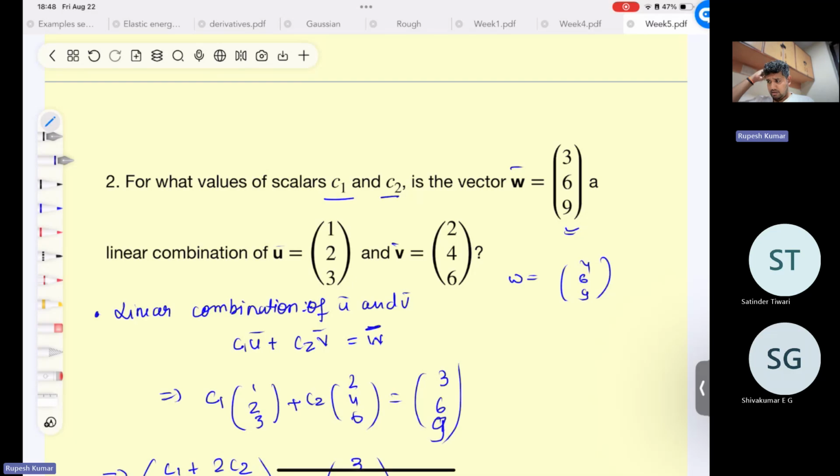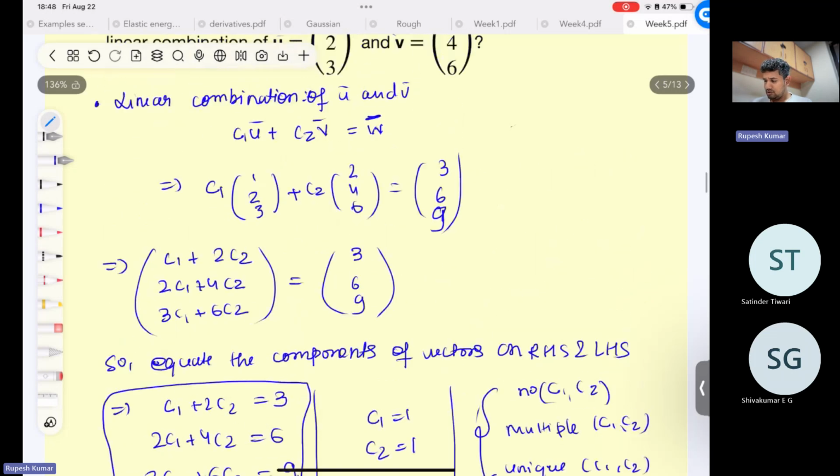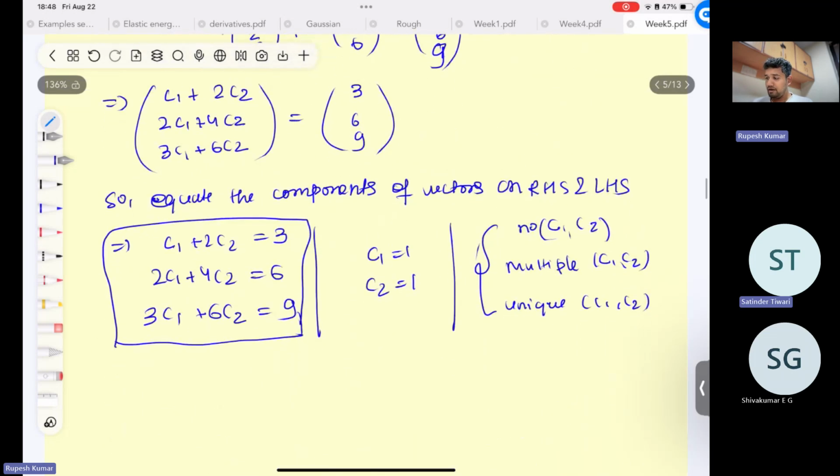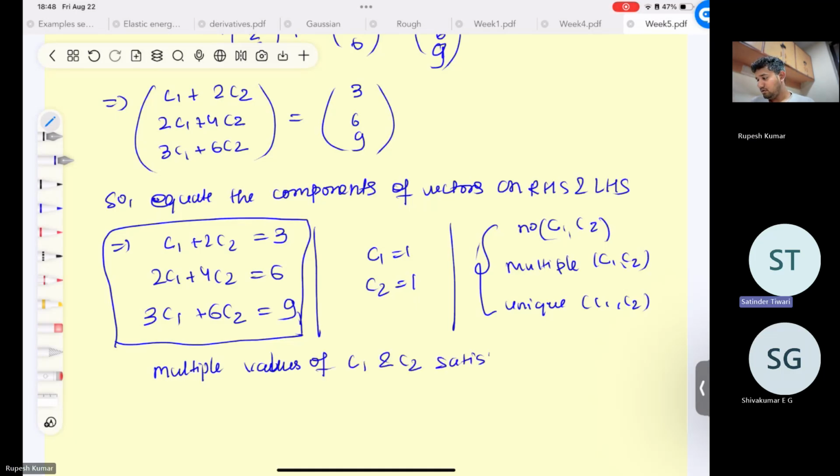That is essentially true. In that sense, if the two vectors are along a line, you can always span that line, but you can't span other directions. Again, for this problem, I believe no single solution exists, right? This will have infinitely many C1 and C2. If you observe these systems of equations, multiple values of C1 and C2 satisfy these equations.